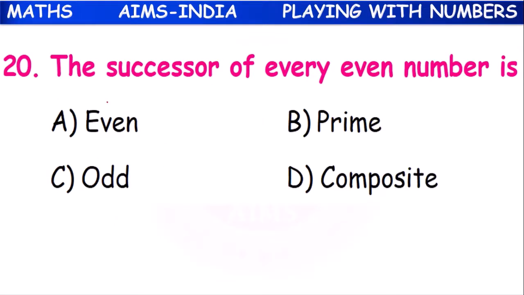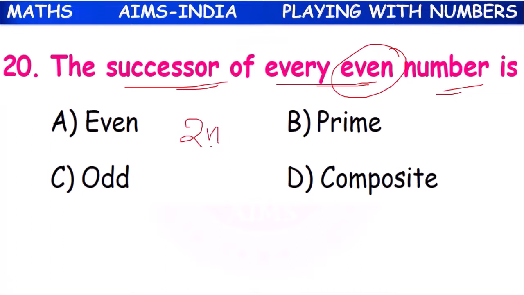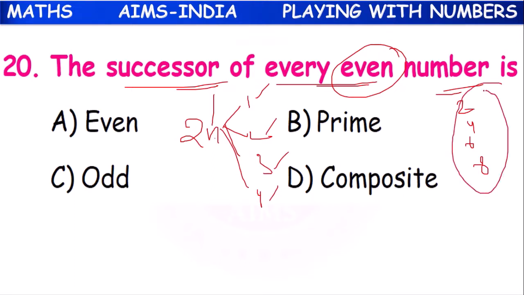Next one. The successor of every even number is what? The general form of an even number is 2n. In the place of n, if you keep 1, its value will become 2. If you keep 2, 2 times 2 is 4. If you keep 3, 2 times 3 is 6. If you keep 4, 2 times 4 is 8. In the place of n, you can keep all the natural numbers and the result will be an even number.